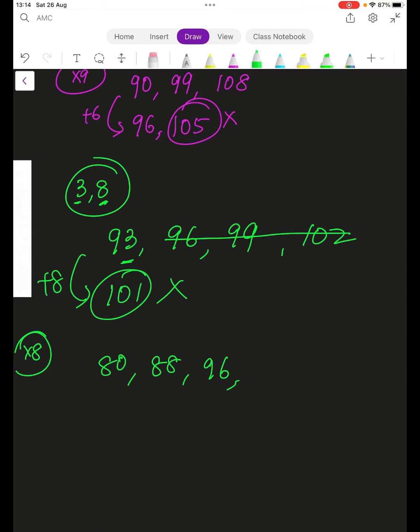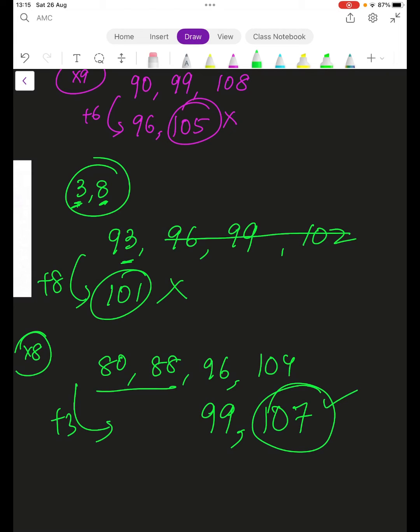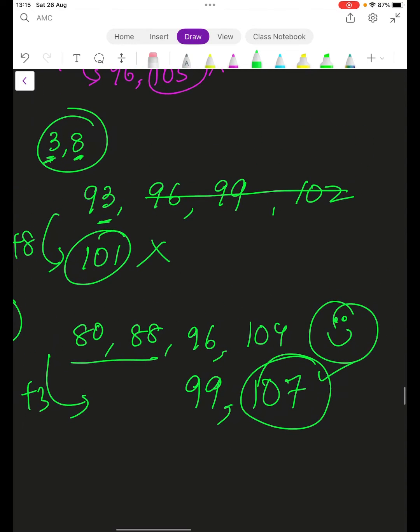So it is 80, 88, 96, and 104, and adding 3 every time. So I don't have to do all this. I can do here 99 and 107. Finally, we got the 107 that we were looking for. We had to really work out everything to work this out. Now there is a method of finding remainders, adding, but I feel at upper primary maybe this can be better.